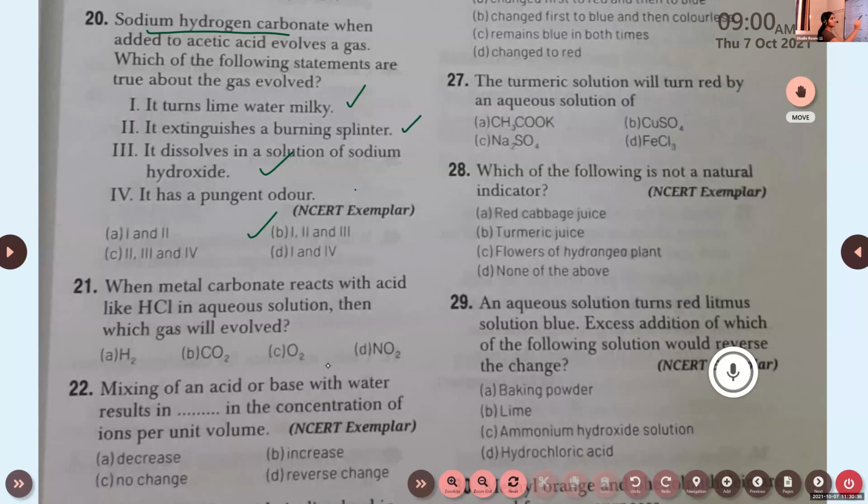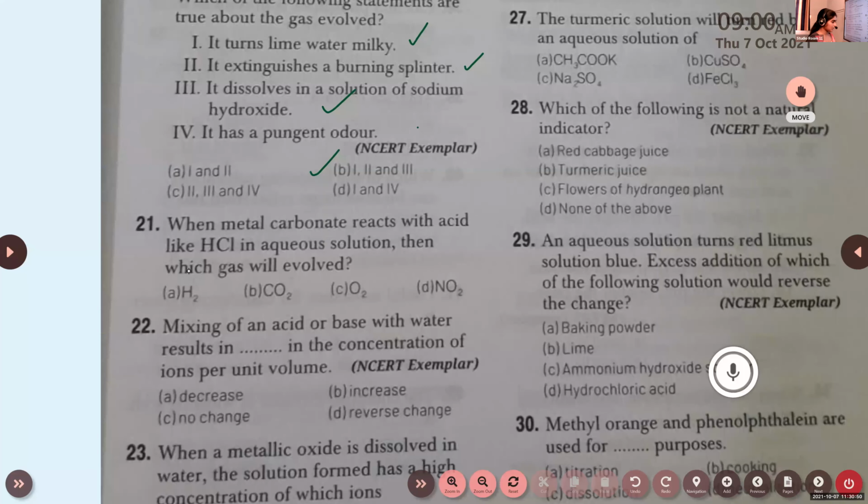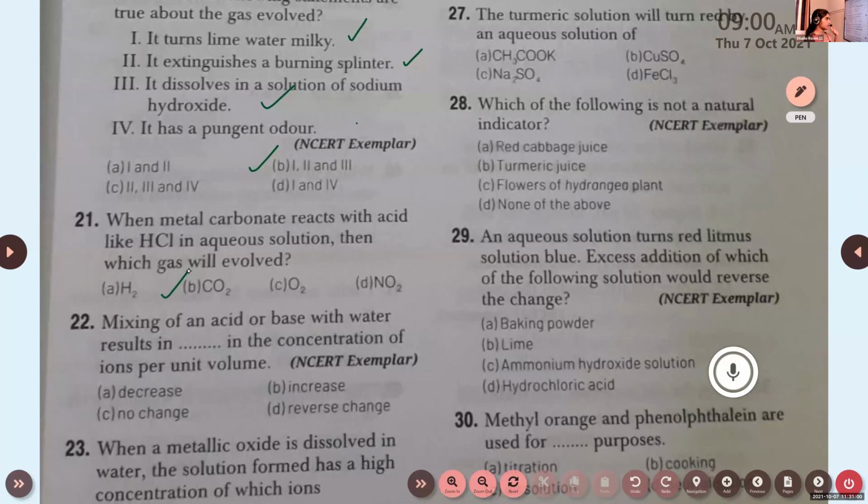When metal carbonates and metal hydrogen carbonates react with acids, they will produce carbon dioxide. Okay. And in which case will hydrogen be produced? Metals react with acids, they will produce hydrogen. When metal carbonates and metal hydrogen carbonates react with acids, they will produce carbon dioxide. Do not get confused, okay? Clear? Ashik? Yes, ma'am. Okay. Then question number 22.